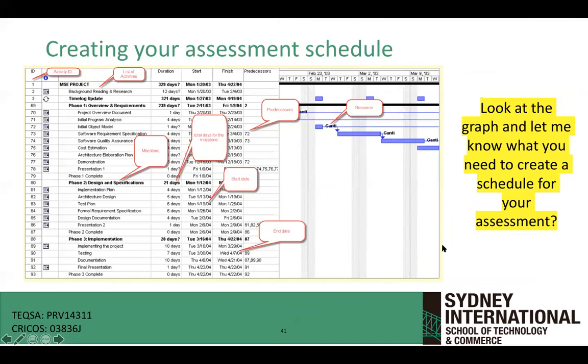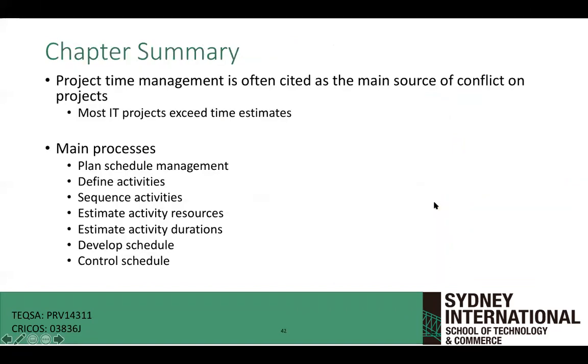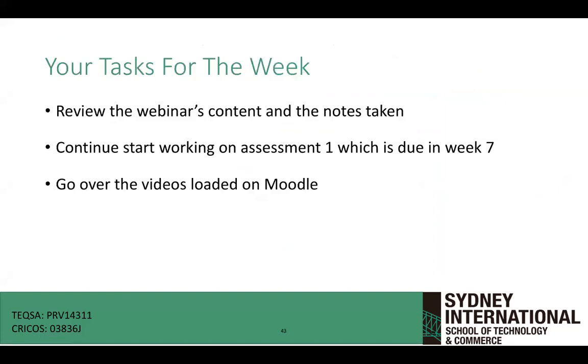Okay, guys, if there's no question and you guys are clear on what to do, this is a summary of the project management we've done today in lecture 4. Project time management is often cited as the most important source of conflict because most IT projects exceed estimates. We're talking about so many processes we need to bear in mind and be able to manage well, starting with a good work breakdown structure all the way up until we have a good schedule, which is what I've showed you we need to do for the assignment.